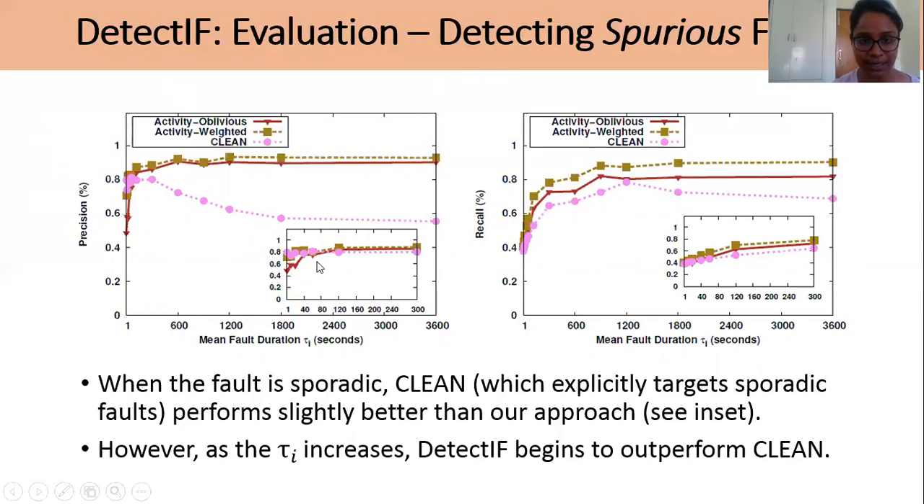So once the fault duration is more than a minute or so, then clean starts to fail. But our activity oblivious and activity weighted approaches do quite well. So both precision and recall are higher than clean in the case of transient and permanent faults. So that is the first result.